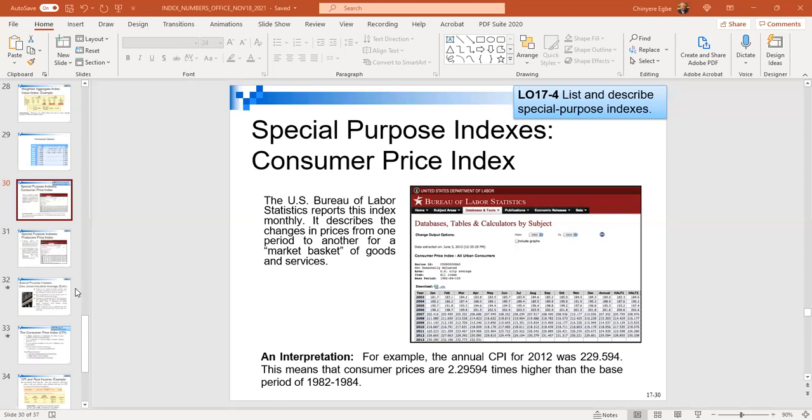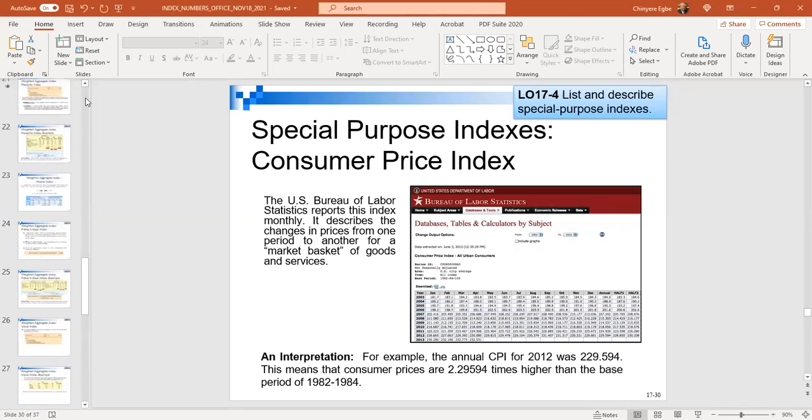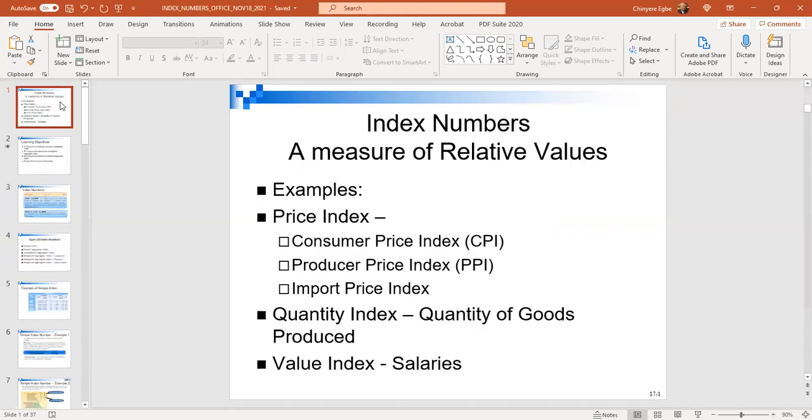pull up some files so that you will see exactly what we mean by index numbers. So we share screen. All right. So you see my screen? Yes, Professor. All right. Okay, so we're going to talk about index numbers.